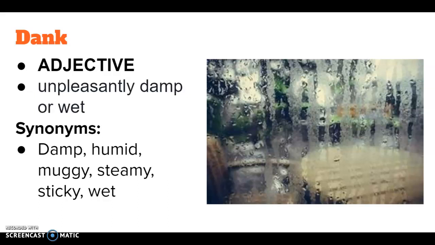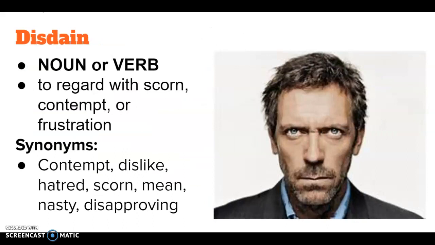The first word this week is dank, and dank is an adjective, so it describes something, and it means unpleasantly damp or wet. So as you can see in this image here, the weather is very dank outside. It's wet, it might be humid, it might be rainy, but anytime something is very damp or wet. Like I might say in a sentence, the basement of my grandfather's house was very dank because it was always wet with moisture. So that's a great use of the word in a sentence. And synonyms of dank might be damp, humid, muggy, steamy, sticky, or wet. Dank.